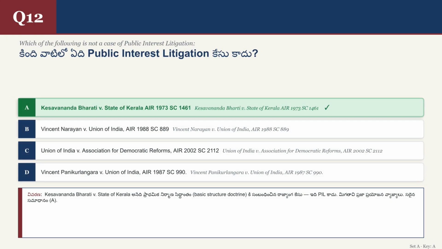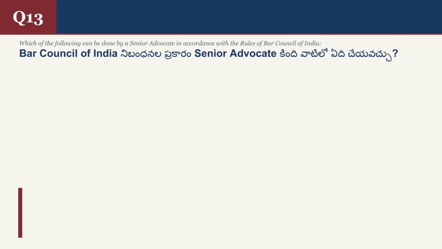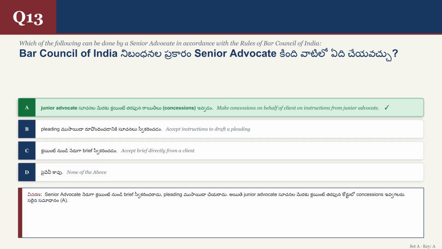The correct answer is A, case of Kesavananda Bharati versus State of Kerala, a constitutional law case related to the basic structure doctrine. Question 13 asks what a senior advocate can do under the Bar Council of India rules. The correct answer, A, is to make concessions on behalf of a client on instructions from a junior advocate.